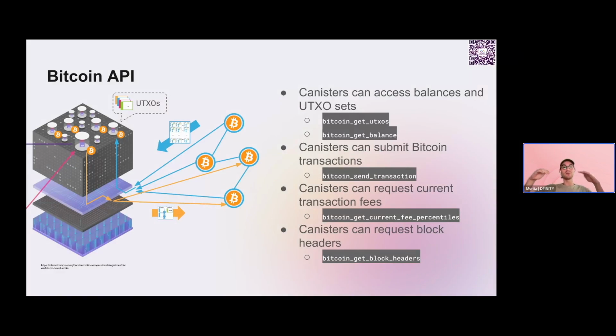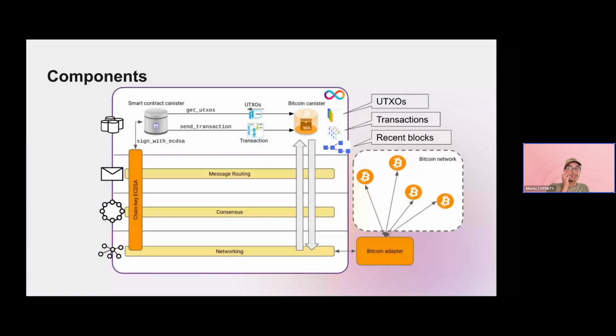And on top of both of those things, we have this Bitcoin API that gives us those 5 methods that we can use to leverage this technology in our dApps, in our canisters. So now let's go a level deeper and take a look at how this is actually implemented.